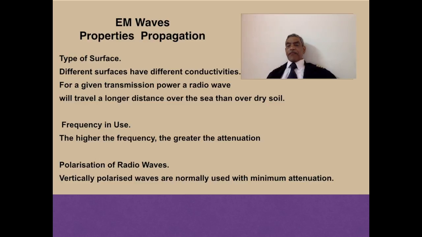In the last lesson, I briefly touched upon the concept of polarization. The plane in which the electrical component travels is called the plane of polarization, and vertically polarized waves are normally used for minimum attenuation. That means the electrical component of the wave is transmitted in the vertical plane. Is it suitable for all kinds? That we will see as and when we come across different equipment and utilities, then we will see what kind of polarization is suitable for which kind of transmissions.